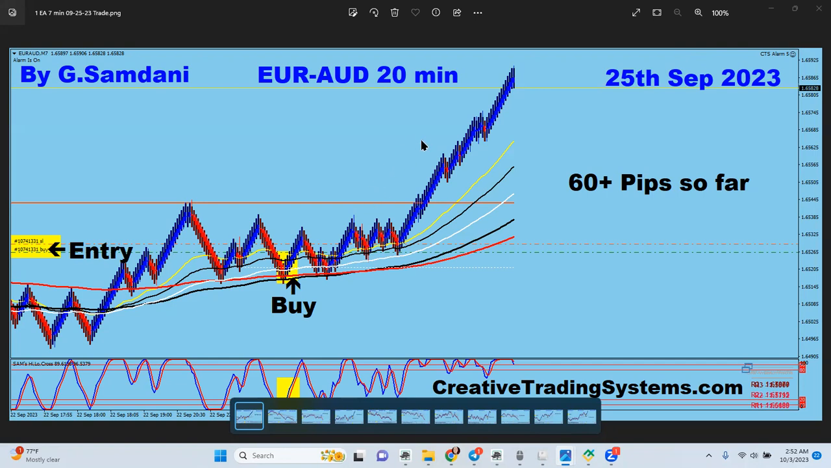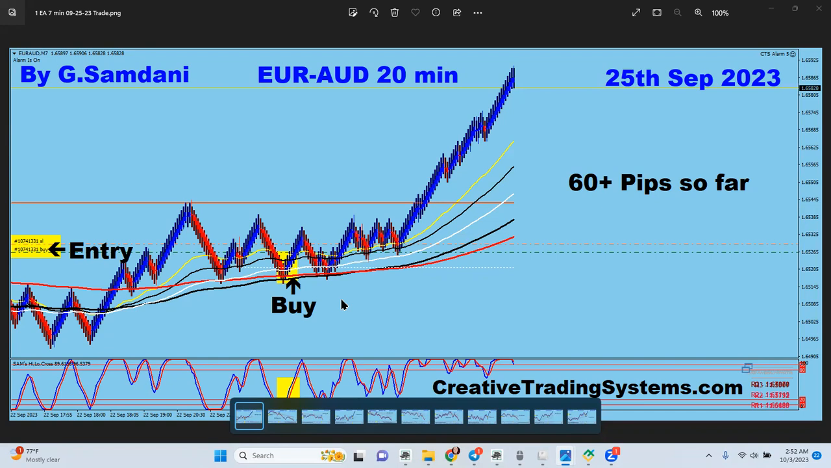So let's get started. The first trade last week was on the 25th September, EUR-AUD for 60 pip. Buy order is right there. SL moved to break even plus, and this was the entry here. And all the entries you will see are by the book with the setup. Without the setup, I don't do anything.